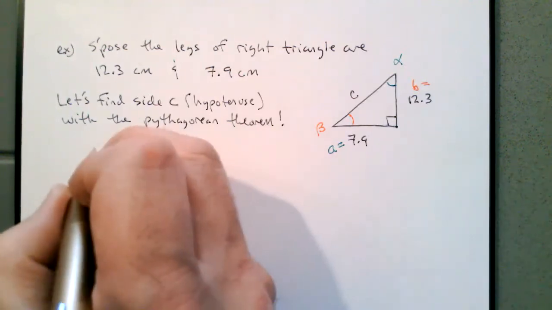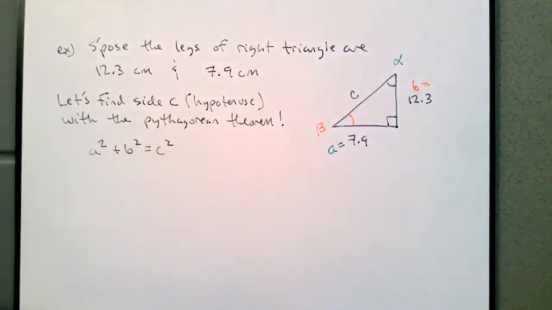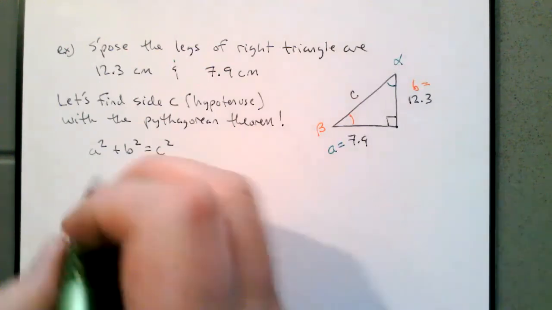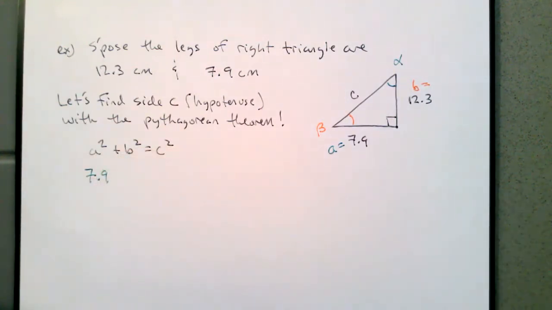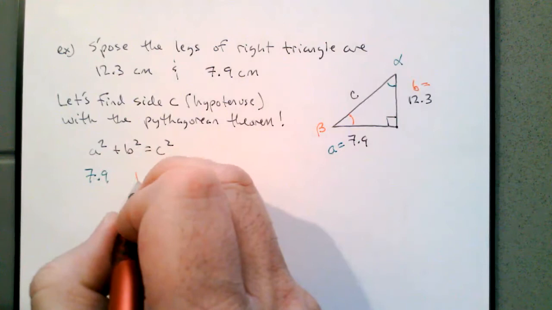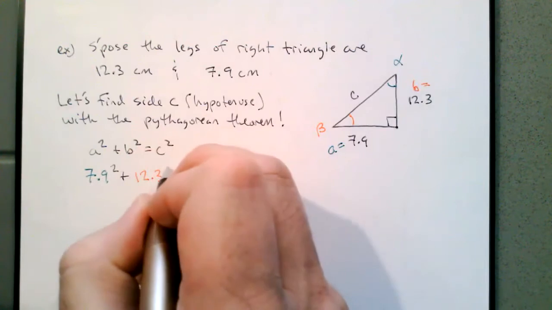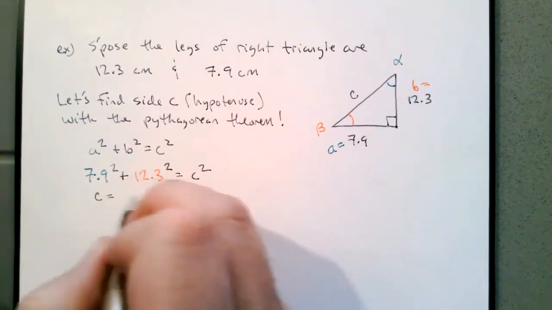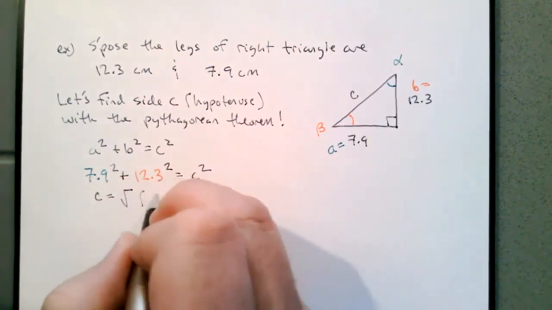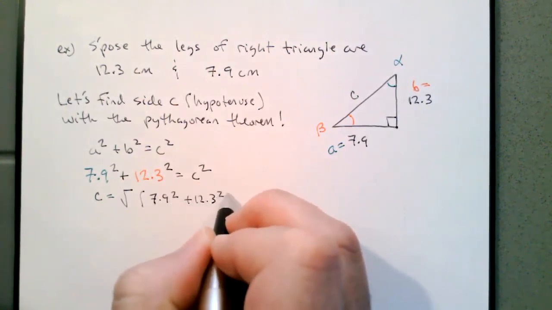Good news, everybody. I'm going to say A squared plus B squared equals C squared. We have to make sure that C squared is the hypotenuse. So A is 7.9, so 7.9 squared plus B, which is 12.3 squared, is equal to C squared. So C is going to be the square root of 7.9 squared plus 12.3 squared.